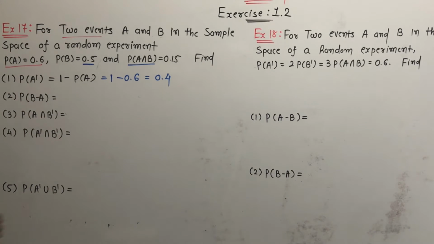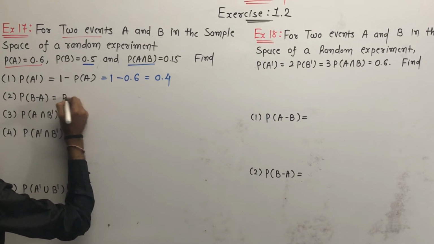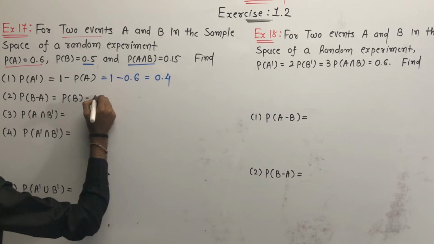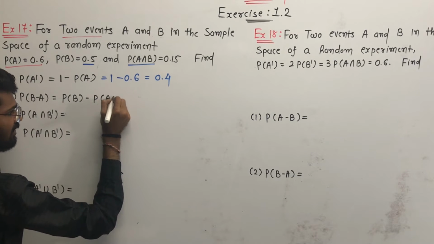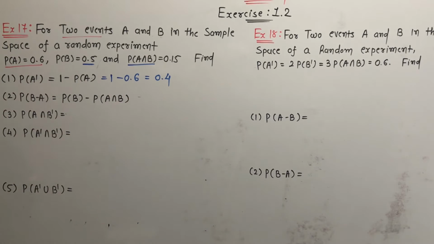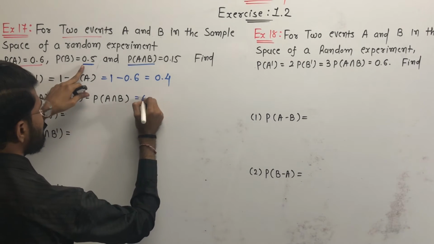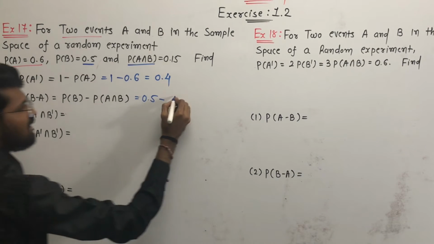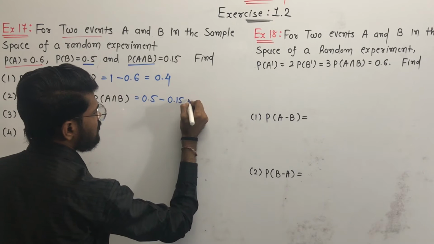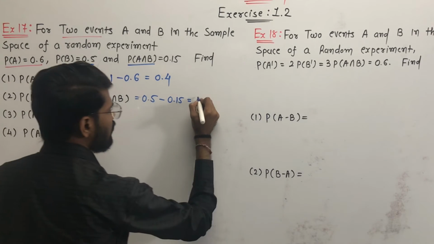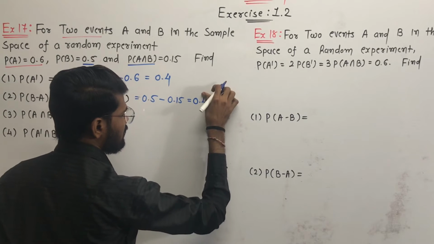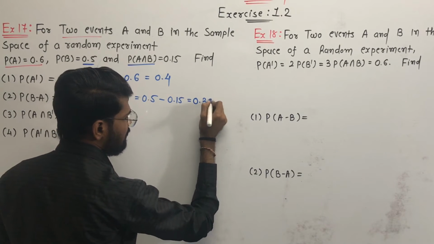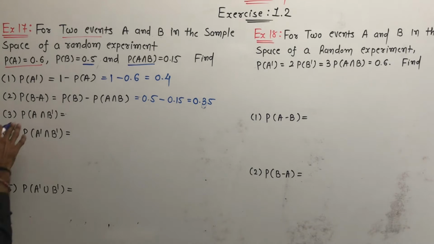Yes, now the second question is to find P of B minus A. What is P of B minus A? The equation is P of B minus P of the intersection of events A and B. Clear? Now P of B is given, P of B is equal to 0.5 minus P of the intersection of events A and B, 0.15. So it is equal to 0.35. Clear?